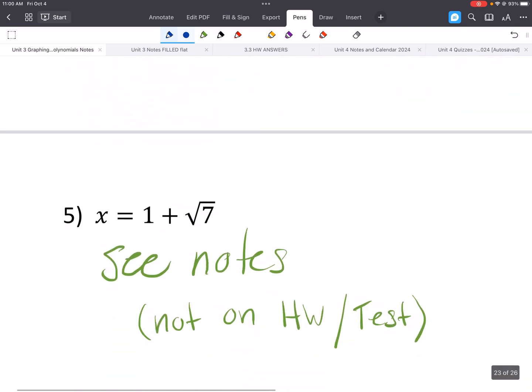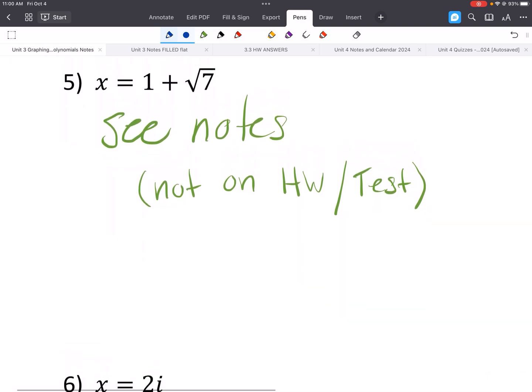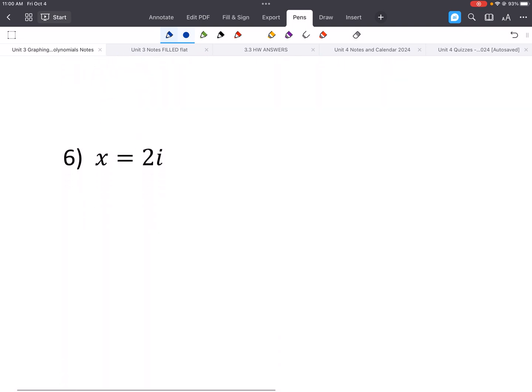So here's another example. We'll just skip this. If you want to see the notes for that, that's great. If not, don't worry about it. This won't be on the homework or the test, but something like this sure could. So again, same sort of thing. How do we end up getting an i? Well, that's when we have the square root of a negative.